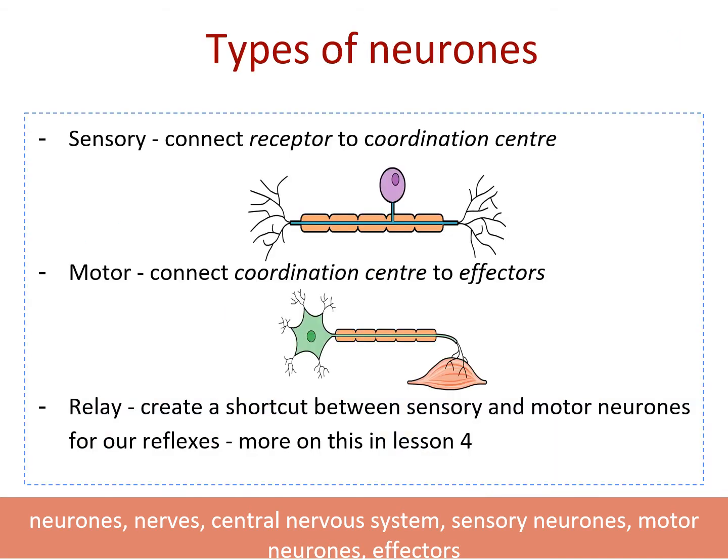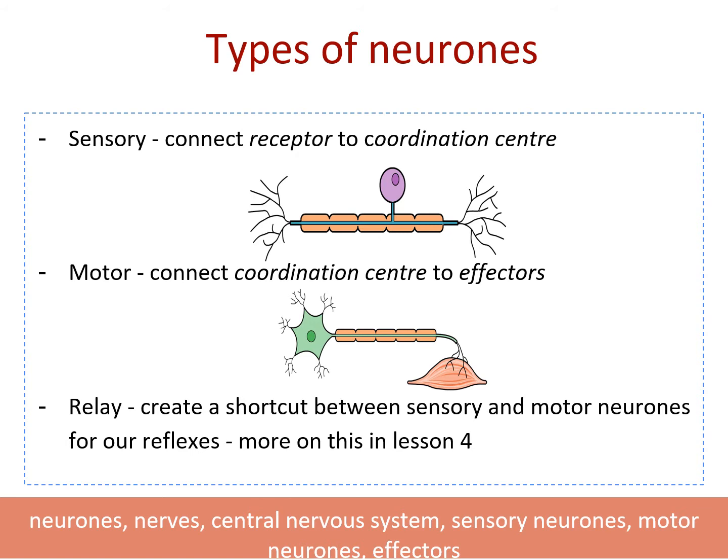So if we then look specifically at the three different types of neurons, we have got sensory neurons, motor neurons, and relay neurons. Remember, your sensory neurons are the ones that connect the receptor to the coordination center. So when you've detected a change in your environment with your receptors, they will send a signal to the coordination center, whether it's the brain or the spinal cord, via a sensory neuron.